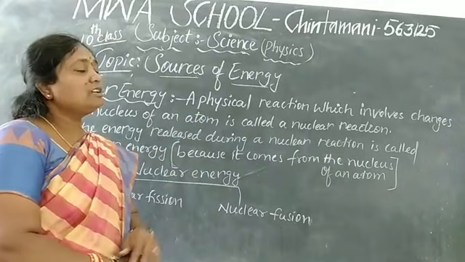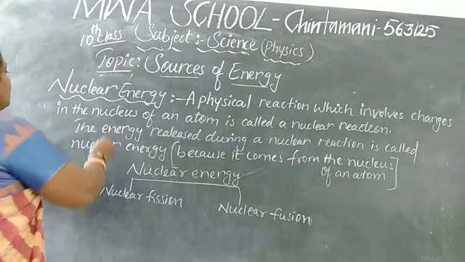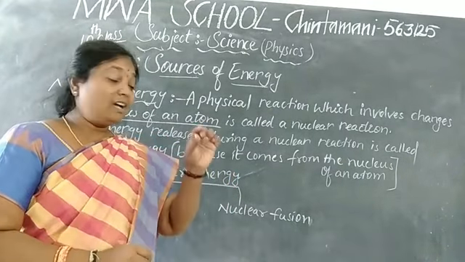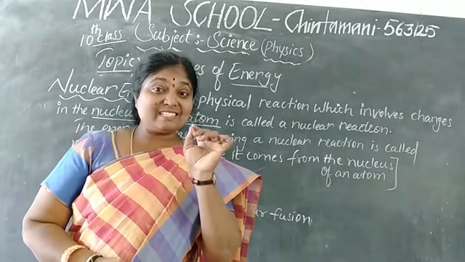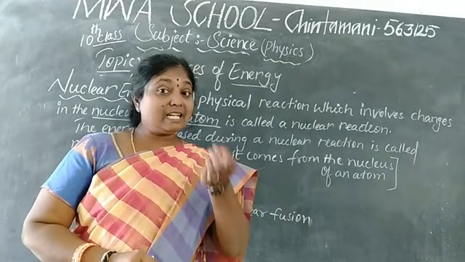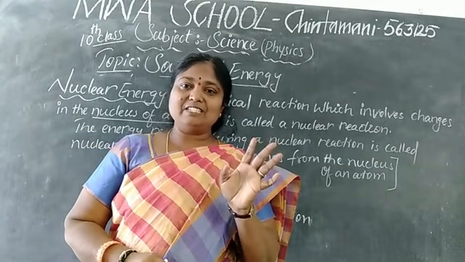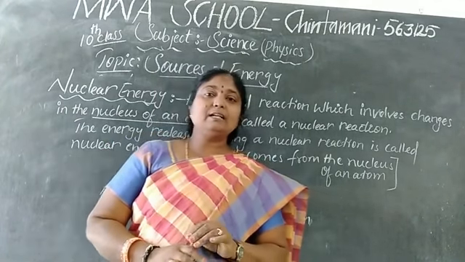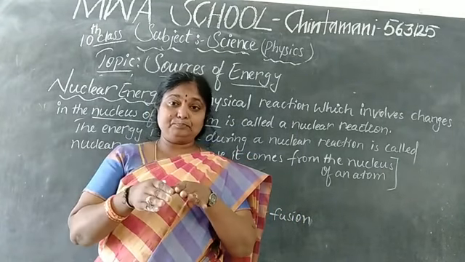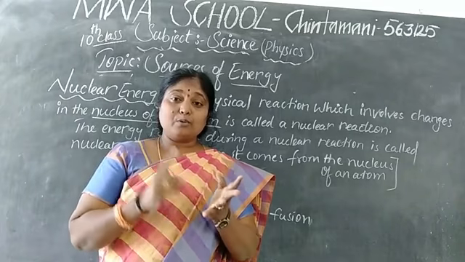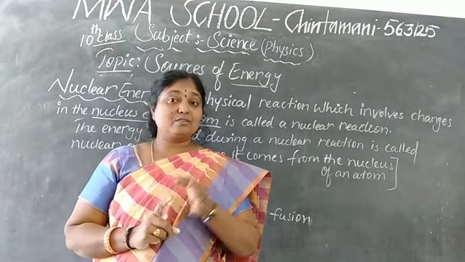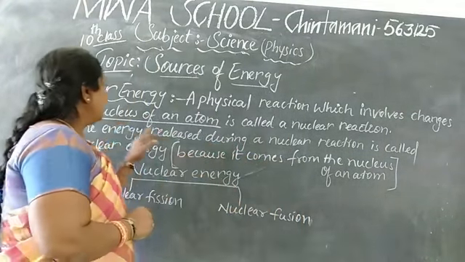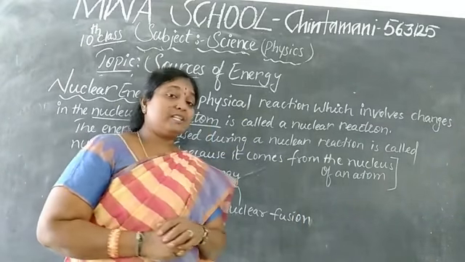A physical reaction which involves changes in the nucleus of an atom is called a nuclear reaction. The nucleus of an atom is a very small particle. If we divide that particle further, we have protons, neutrons and electrons. These three we call the fundamental particles. So we said that the atom is the smallest particle, but further we can divide it. The reaction in the nucleus of an atom is called a nuclear reaction.